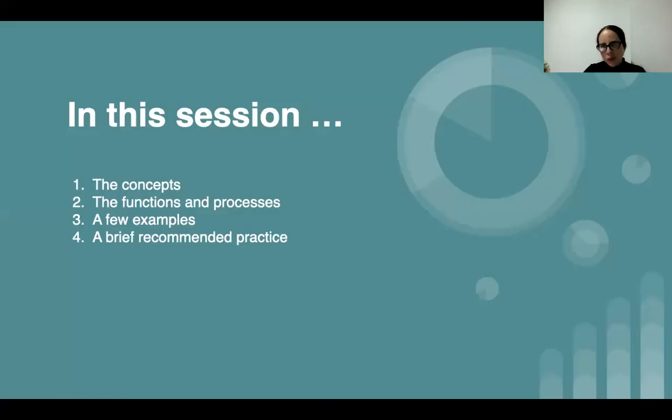CCQ and ICQ as techniques in the classroom will be explained through these four key points. First, the concepts, what they stand for. Second, the functions and the processes that happen in them both. Third, a few examples. And finally, of course, a few bad examples and a recommended practice based on those examples of ICQ and CCQ.